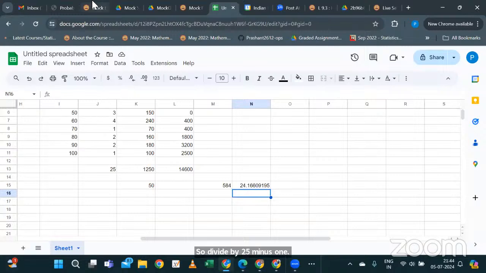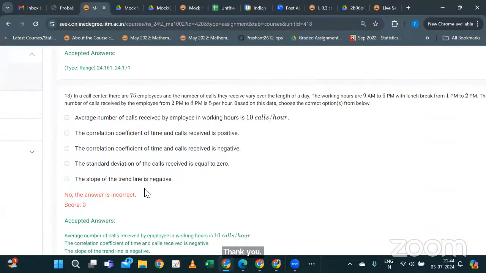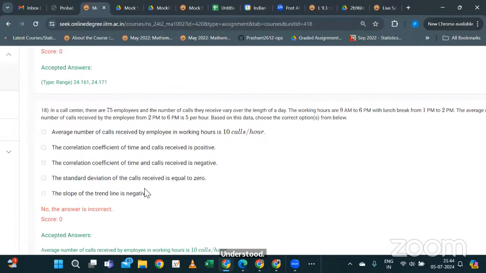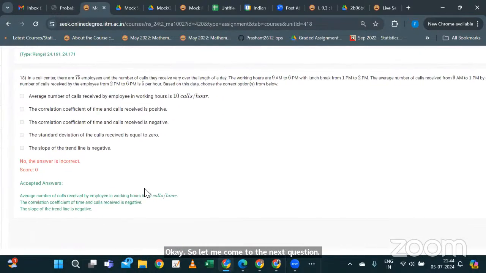Okay, so let me come to the next question. In a call center, there are 75 employees and the number of calls they receive varies over the length.